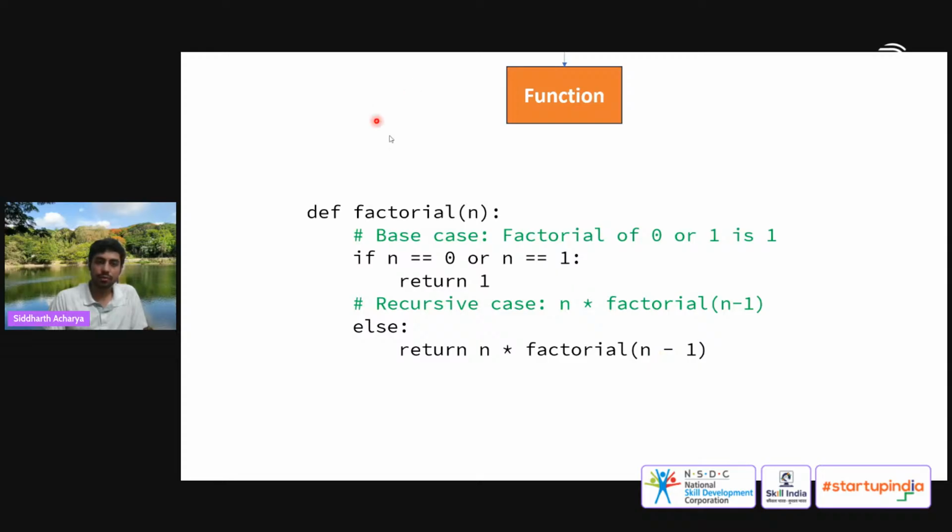In factorial of 2, this code block would again get executed. This condition is false, so else would run, and factorial of 2 would return 2 times factorial of 1. So factorial of 3 returns 3 times factorial of 2, and factorial of 2 returns 2 times factorial of 1. In factorial of 1, this condition holds true, so it returns 1. So I initially called factorial 3, which returned 3 times factorial 2, which in turn returns 3 times 2 times factorial of 1, and that returns 3 times 2 times 1, which is basically the factorial.